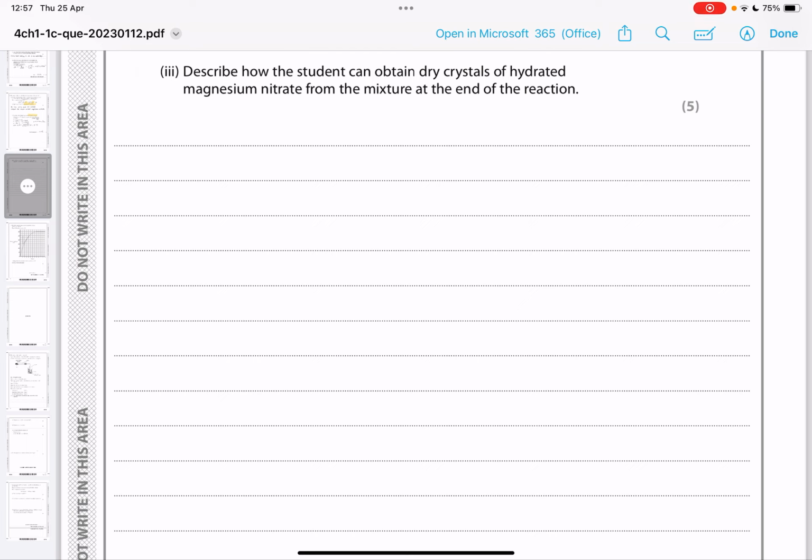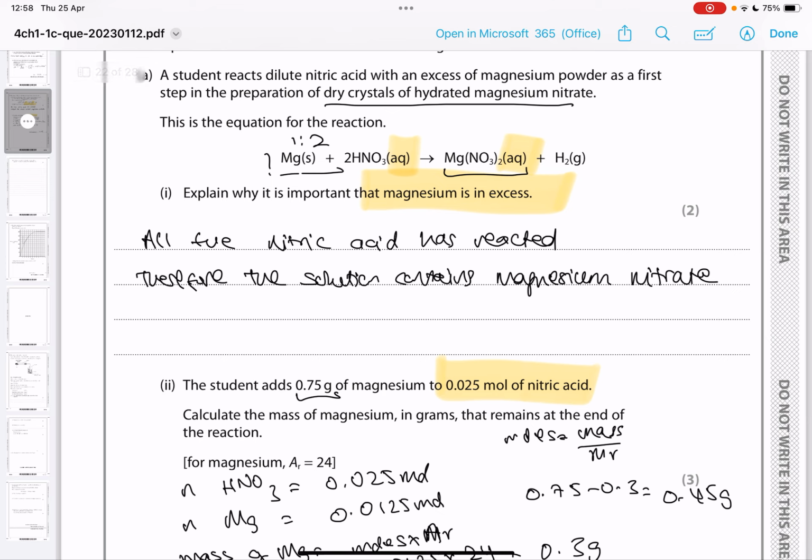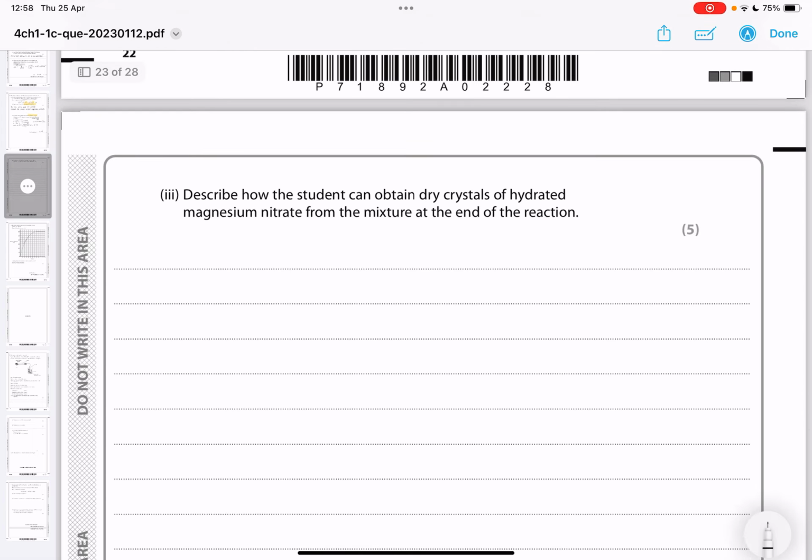Describe how the student can obtain dry crystals of hydrated magnesium nitrate from the mixture at the end of the reaction. So remember, we've reacted all the nitric acid, so there's no nitric acid in the solution, but what we do have now left is magnesium nitrate in the product. We've got hydrogen gas, but that goes up into the atmosphere, but we also have magnesium. In our final product we have magnesium because there's excess magnesium, so some of it hasn't reacted, but we also have the substance we want, which is magnesium nitrate. So somehow we need to get rid of magnesium.